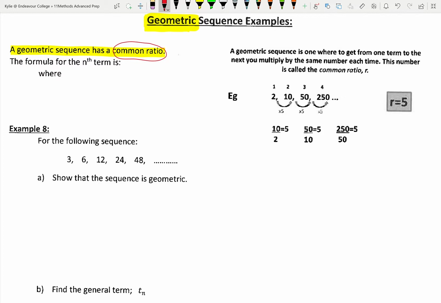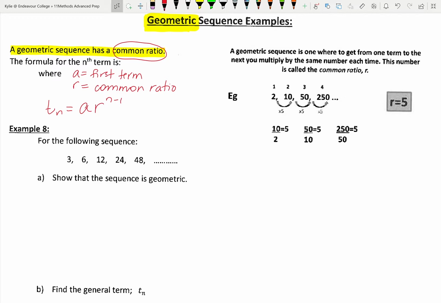The general formula for the nth term is Tn. A is our first term, and this time R is our common ratio, and Tn equals A times R to the power of n minus 1, where n is the term number.